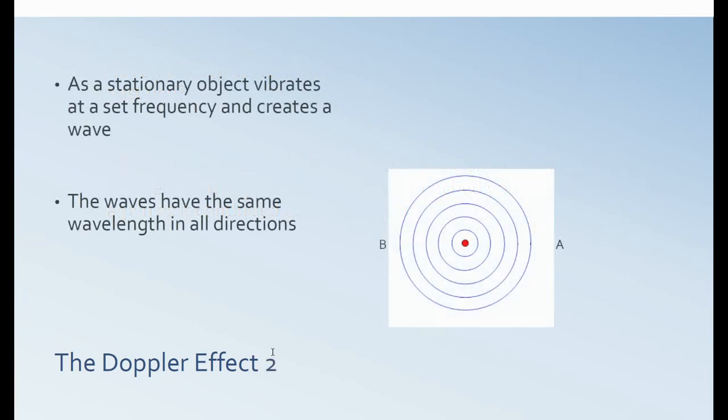Well, the Doppler effect occurs because objects create waves. So let's say we have a stationary object that's vibrating and is creating a wave. And the waves spread out from that object in all directions. And the waves all have the same wavelength. So a person standing here at point B would hear the same thing as a person standing here at point A.